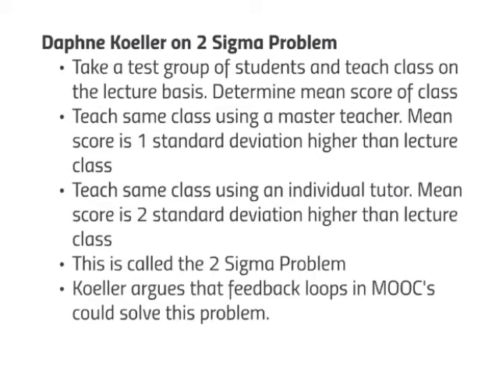If you have an individual tutor to teach the same class, take the average scores of the people who are getting individual tutors, the mean score is 2 standard deviations above the regular class. This is known in the education world as the 2-sigma problem.